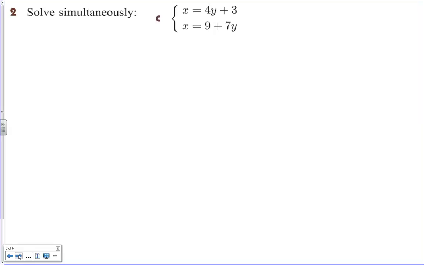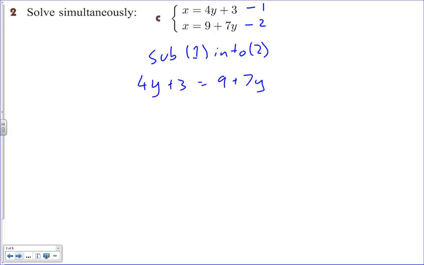C, x equals 4y plus 3. I call that 1, 2, sub 1 into 2. This one doesn't matter if you did 2 into 1, 1 into 2. So we're going to have 4y plus 3 equals 9 plus 7y. So I'm going to do 3 take 9 equals 7y take 4y. So that's going to be negative 6 equals, sorry, negative 3y, so y equals 2.